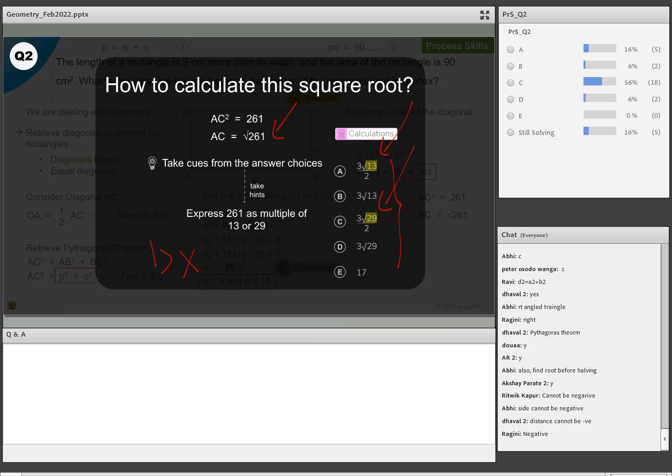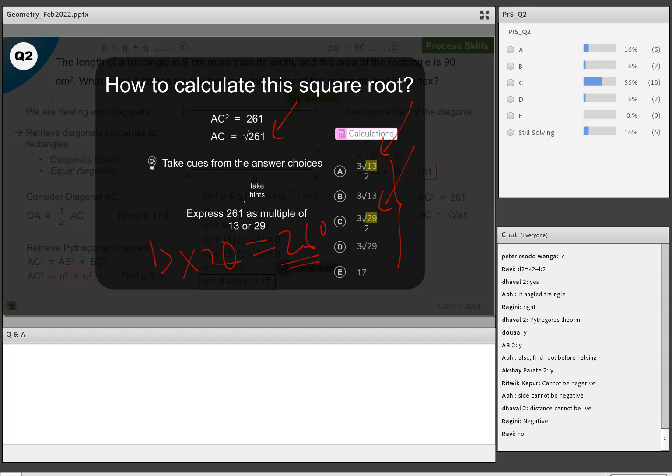13 into 2 is 26. Or in other words, 13 into 20 is 260. If 260 is a multiple of 13, can 261 be a multiple of 13? That's the quickest way to reject both A and C.